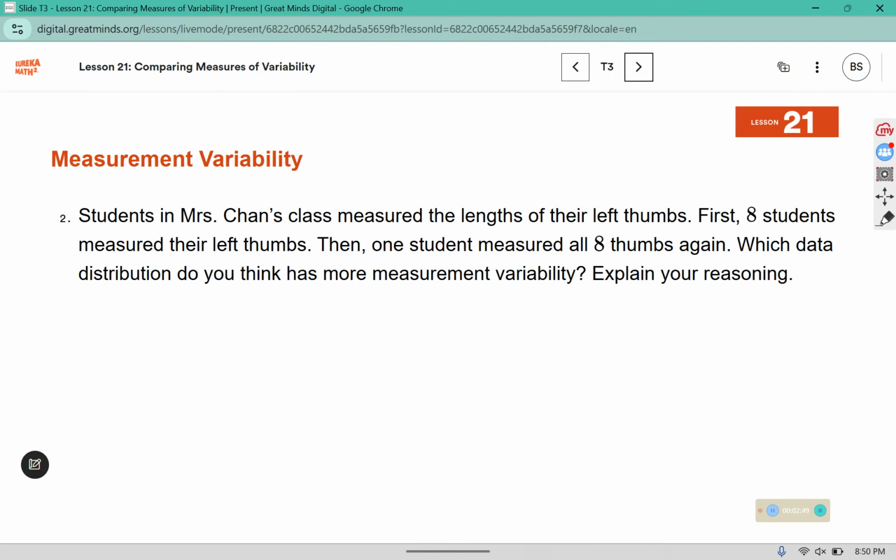Number 2. Students in Mrs. Chan's class measured the lengths of their left thumbs. First, 8 students measured their left thumbs. Then 1 student measured all 8 thumbs again. Which data distribution do you think has more measurement variability? Explain your reasoning.